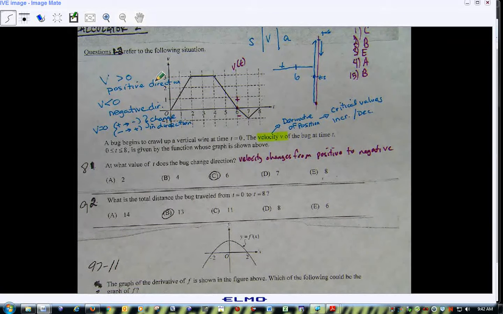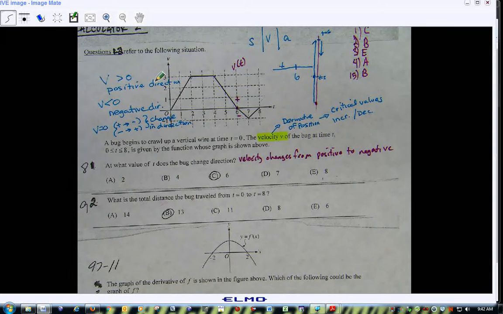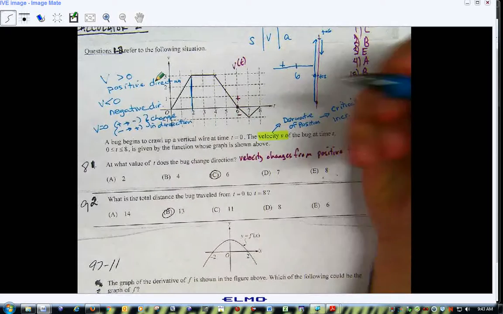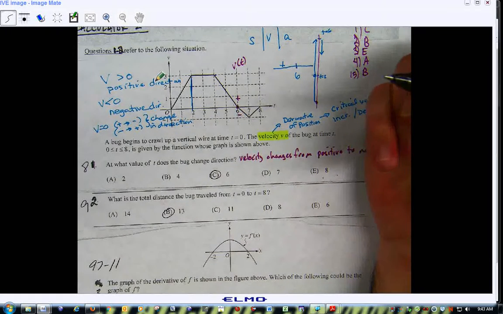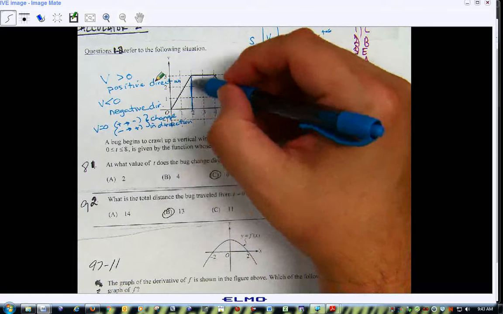And then it says, what's the total distance the bug traveled? Well, obviously the answer is 13. But how do we get that? We do an integral. But what's the easiest way to do that with this? Make triangles, count boxes, find areas. So if you just do this, that's a triangle that's 2 by 3.